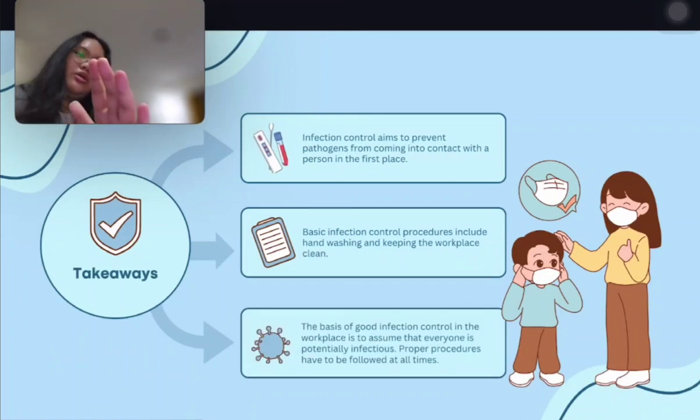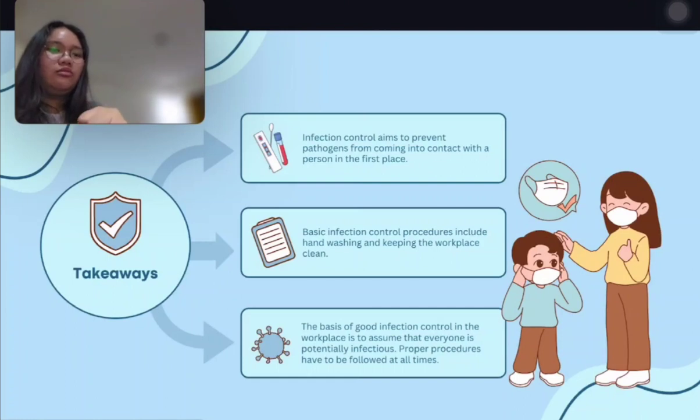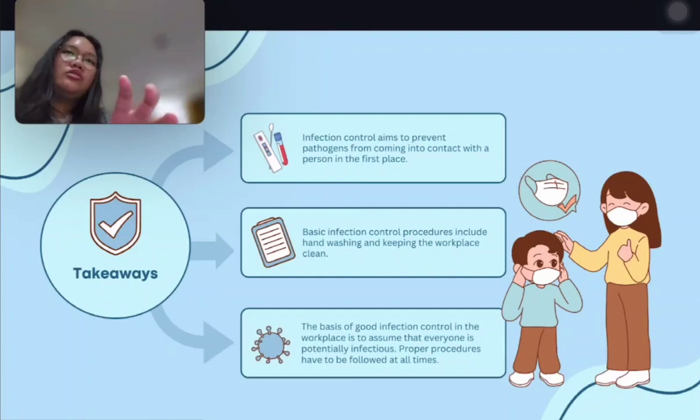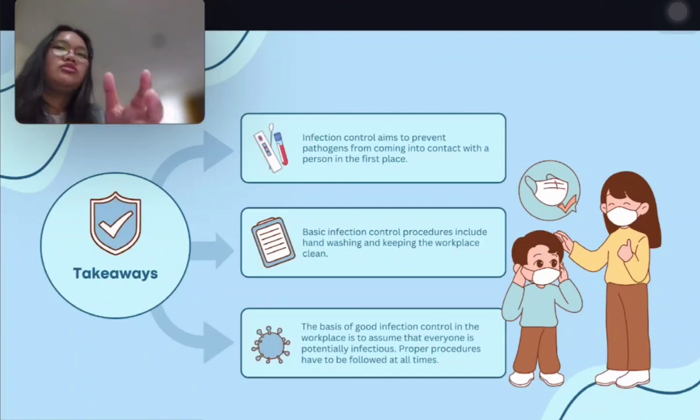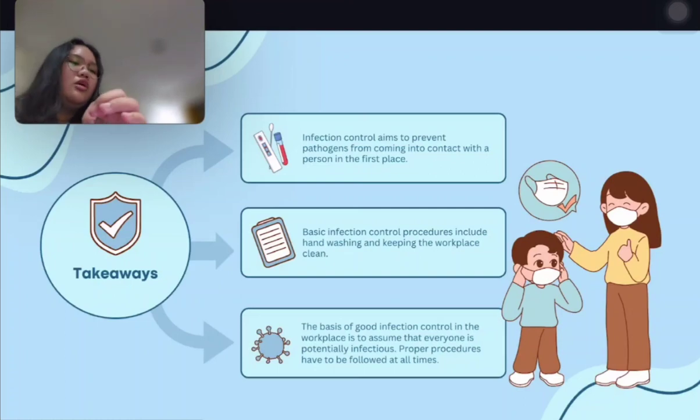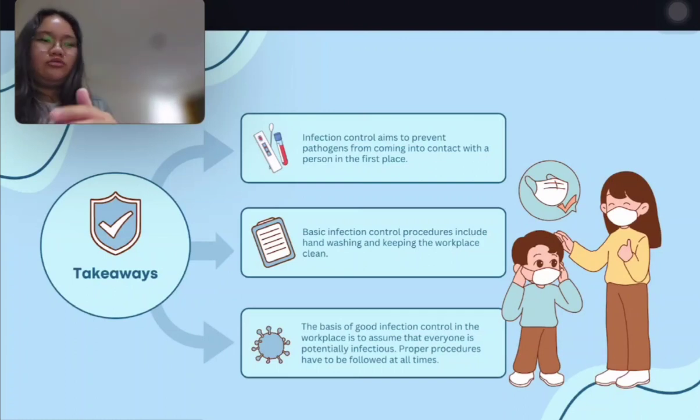So what are the takeaways from this video? First, infection control aims to prevent pathogens from coming into contact with a person in the first place. So infection prevention, if we can prevent it, then we do the precautions needed before we get infected. And if we do get infected, we have infection control. That's why it's infection prevention and control. Next, basic infection control procedures include hand washing and keeping the environment, say the hospital environment, clean. The pillar of infection control is hand washing.